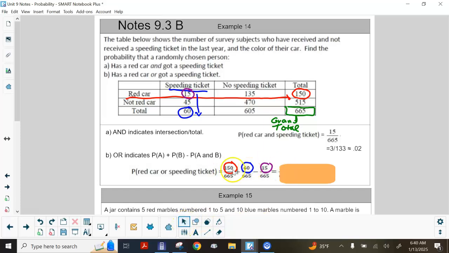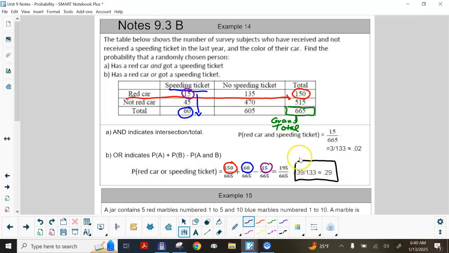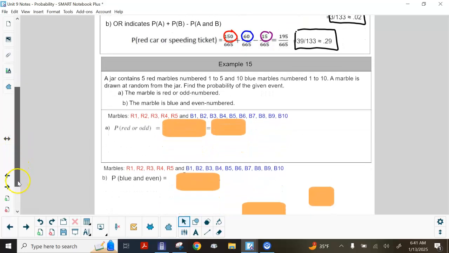So if you do the addition here, that's going to be what, 210 minus the 15, that should be 195 over 665, and that is the correct fraction. Don't forget to reduce it. So this ends up being 39 over 133 for the reduced fraction, and then your decimal answer being 0.29. Okay. So in each case, make sure you are reducing the fraction and giving the correct decimal answer for your probability. All right. So there's an and, there's an or.